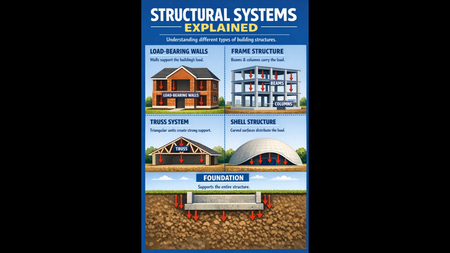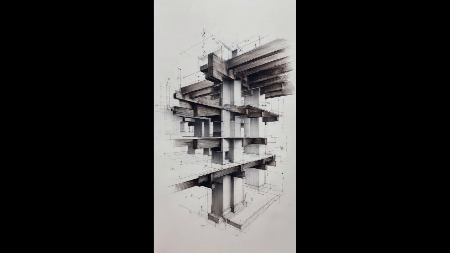1. Structural systems explained. Frame versus shear versus core. Structural systems are the backbone of architectural design. They determine how a building carries loads, resists forces, and maintains stability. Understanding structural systems allows architects to design buildings that are both expressive and safe.